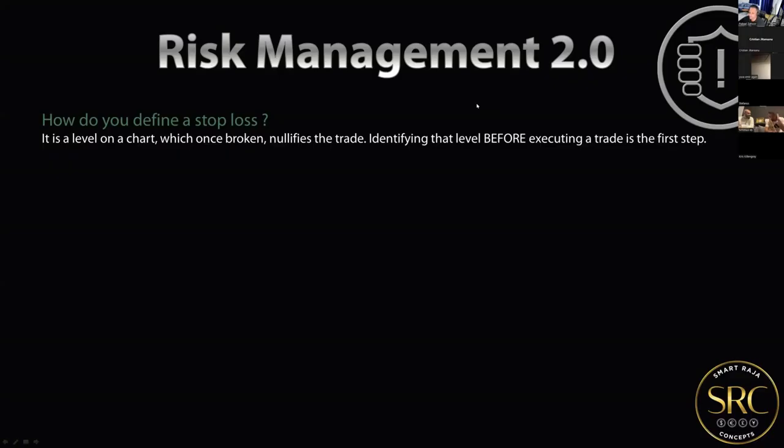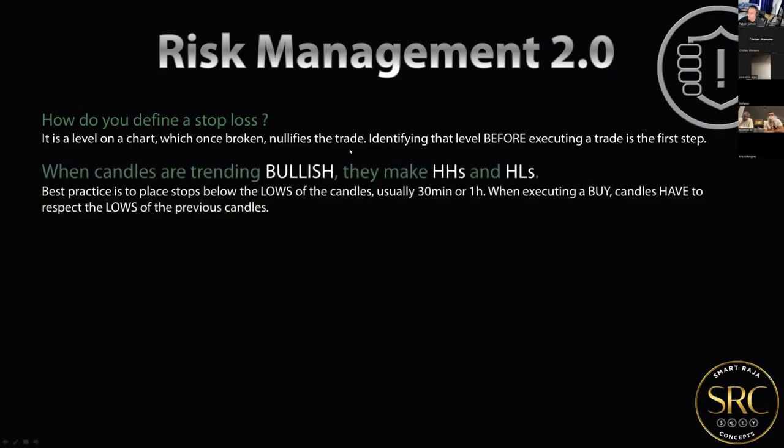All right, risk management 2.0. How do you define a stop loss? A stop loss is a level on the chart which, once broken, nullifies the trade. Identifying that level before executing a trade is the first step. So whenever you take a trade, you always have a stop loss identified. You know exactly the point on the chart where, if price comes there, it's just going to nullify your trade. That's your stop loss. You should always have a stop loss.